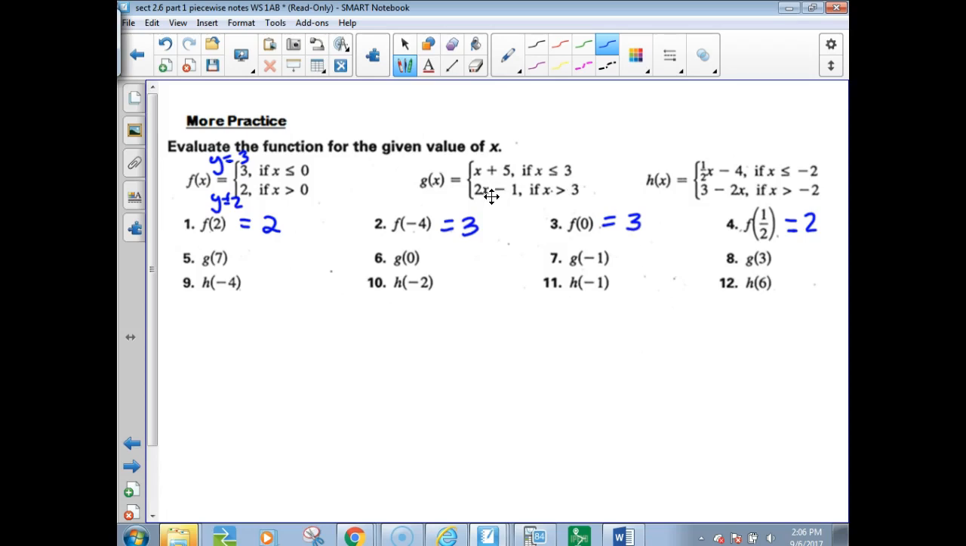Okay, now g of 7. You look at the stipulations on the g function, which says use x plus 5 if x is less than or equal to 3. Use 2x minus 1 if x is greater than 3. 7 is greater than 3, so we plug it in the second equation. We're going to do 2 times 7 minus 1. That's 13. Okay, why don't you try a couple more and check if you get them.